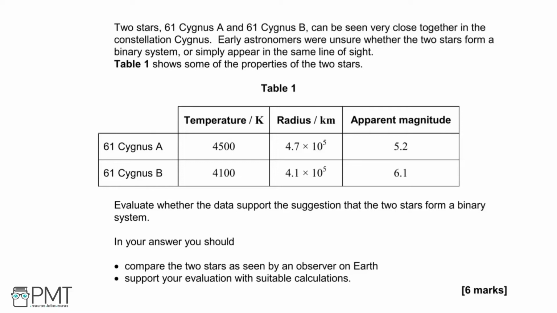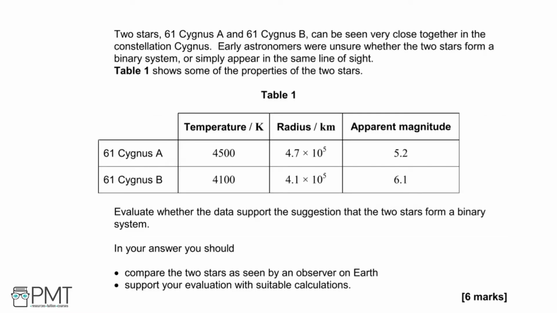Evaluate whether the data support the suggestion that the 2 stars form a binary system. In your answer, you should compare the 2 stars as seen by an observer on Earth and support your evaluation with suitable calculations. So the first thing to do here would be to compare the color and brightness of the stars. So let's look back at the data. We can see that Cygnus A is 4,500 Kelvin and is therefore hotter than Cygnus B at 4,100 Kelvin. So let's write that down.